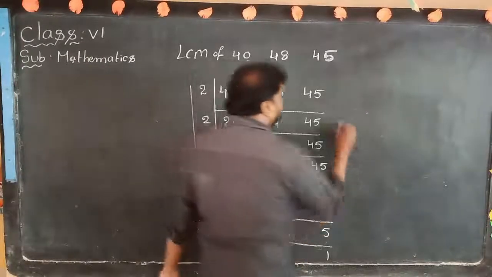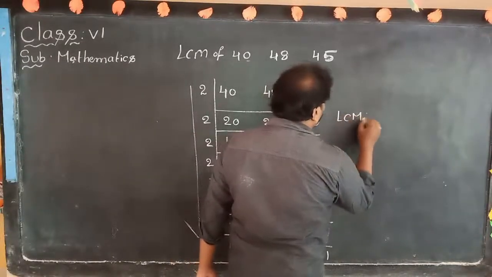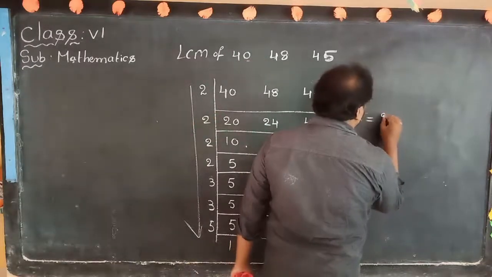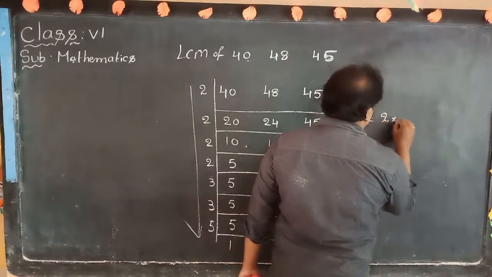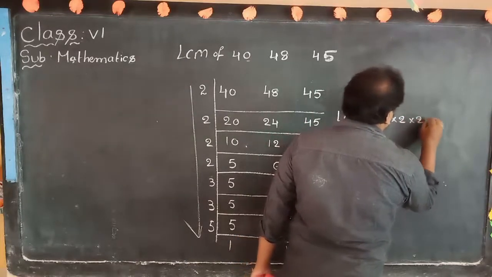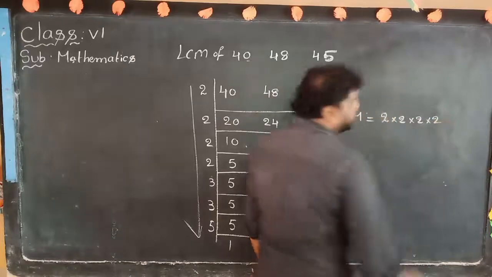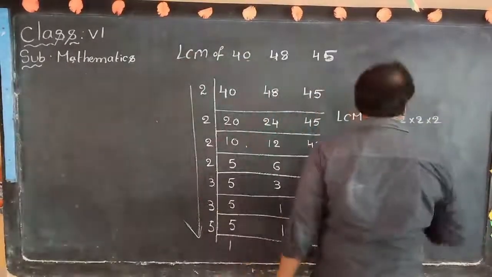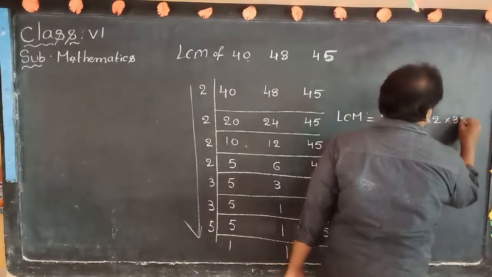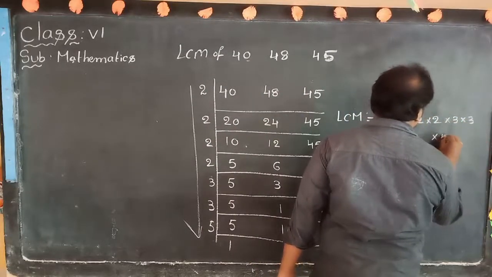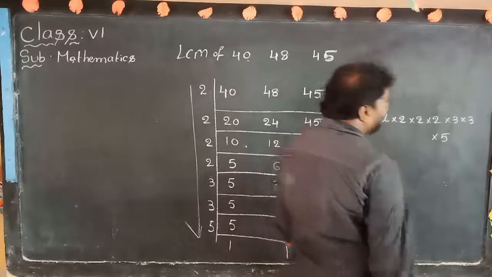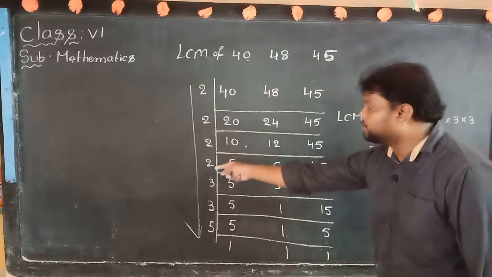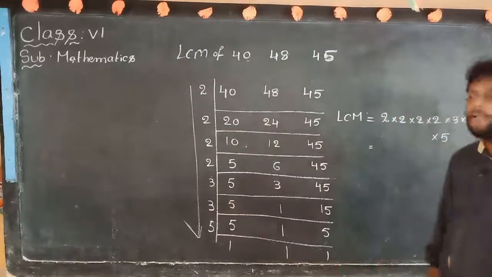Now LCM is equal to 1 2 3 4, 4 times 2, 2 into 2 into 2 into 2, 4 times. Next 3 how many times? 2 times. 3 into 3 and 1 time 5. Just observe, 1 2 3 4, 4 times 2, 2 times 3 and 1 time 5.